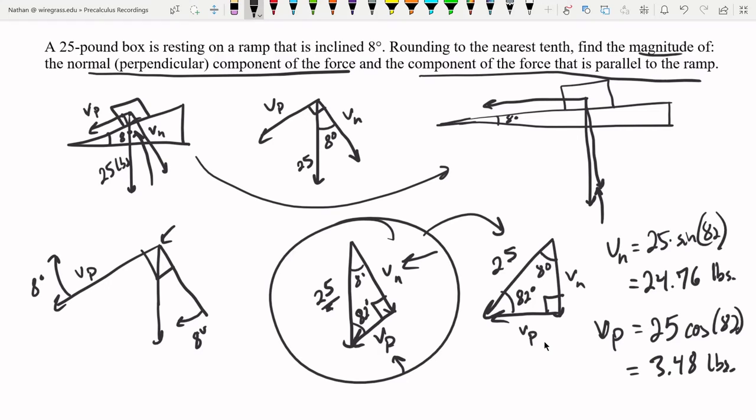But the hardest thing is probably figuring out what angles go where. And that's where I kind of showed this 8 degrees. As long as you can use that to give you your angle, that will create your triangle for you, and then the right triangle trig will get you to where you're going.